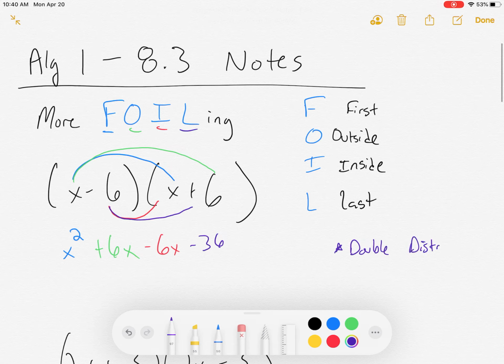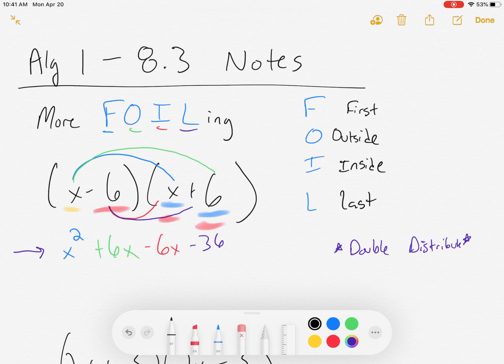Okay, so again, foiling is essentially, I talked about this before, double distribute. So I multiplied this x times the x and the 6, and the negative 6 times both of those.